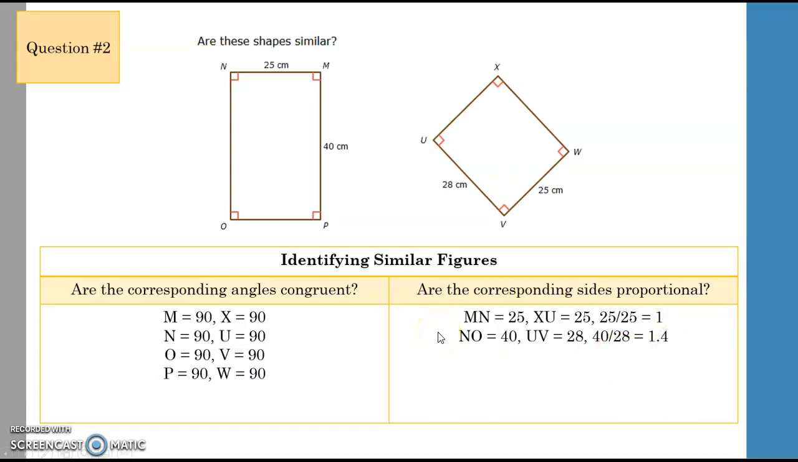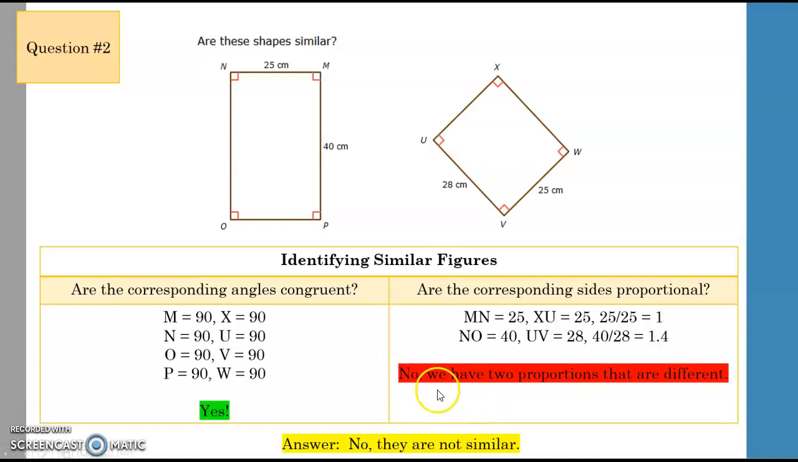Okay, so we compared the short side lengths, 25 and 25, and we divided them. 25 divided by 25 equals 1. And then we did the same thing with the long lengths. 40 divided by 28 equals 1.4. These two ratios are different. They're not the same. The sides are not proportional. So if we say no to this, then we have to say no, they are not similar. Okay, they are not similar.